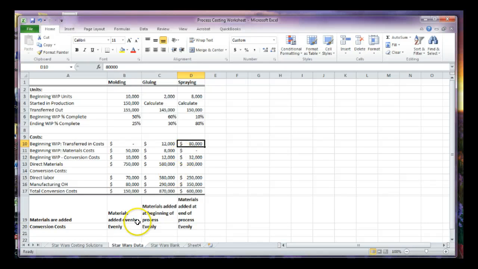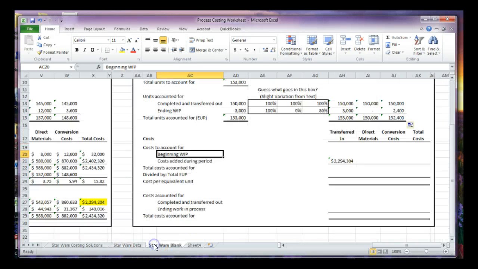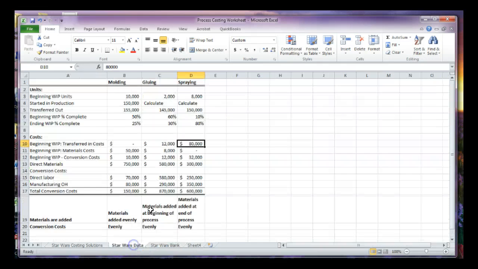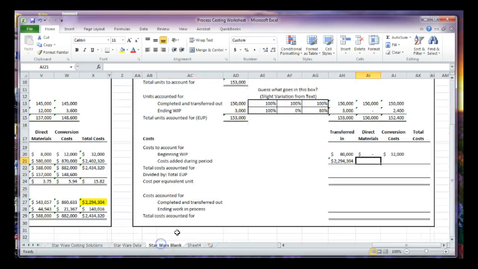Also remember 0 and 32,000. 80,000. Why is this? Because we don't add the materials till the end. Costs added during the period are going to be 300,000 for materials and 600,000 for conversion.